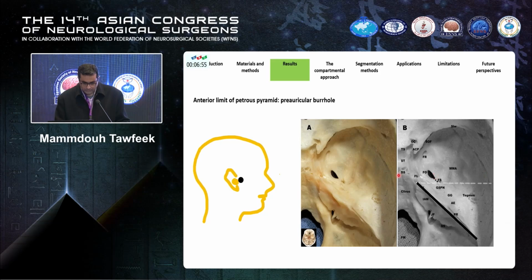For the anterior limit of the Petrous pyramid, we used the definition of Rebus. So we used this point, the pre-auricular point, just anterior to the tragus, as the anterior limit. It faces medially, normally, the dorsum sellae on the medial side.